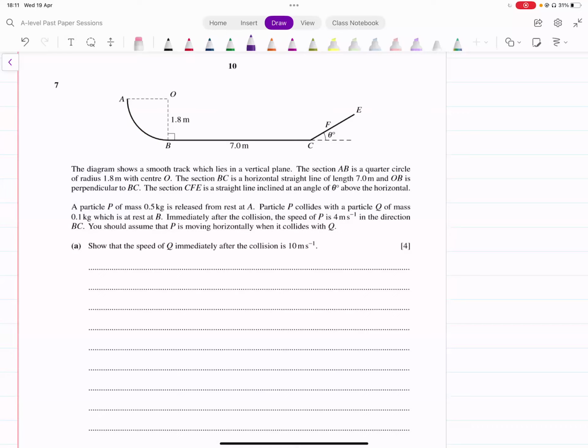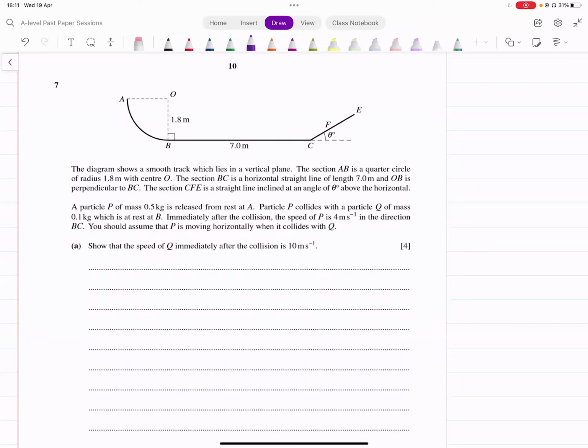The diagram shows a smooth track which lies in a vertical plane. The section AB is a quarter circle of radius 1.8 meters. Okay, so it's a quarter circle. The section BC is a horizontal straight line of 7 meters. OB is perpendicular to BC. Section CF is a straight line. Okay, everything is visible to you in the diagram.